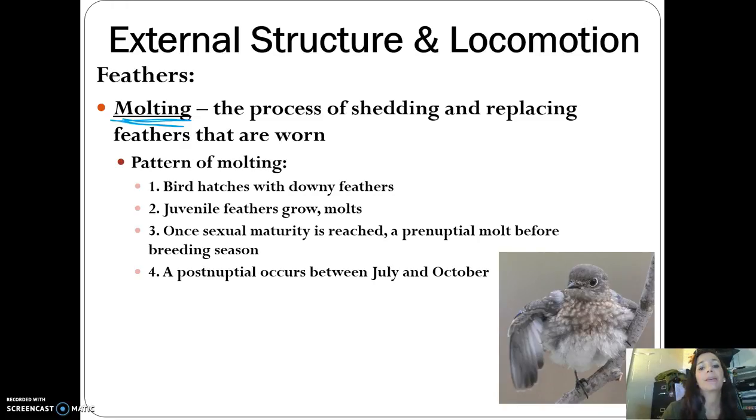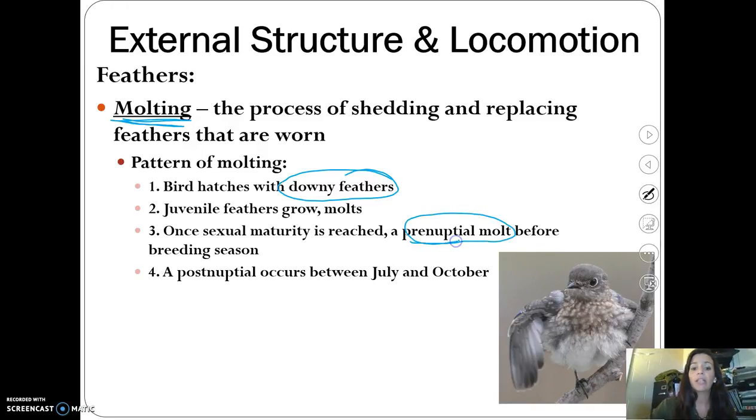So in terms of molting pattern, a bird, like we talked about, is going to hatch with downy feathers to stay warm. As they grow, those juvenile feathers grow and they molt the downy feathers. And then once they reach sexual maturity, they molt again before breeding season, and then they'll do a post-nuptial molt in the fall.